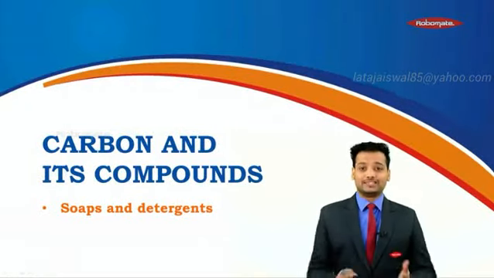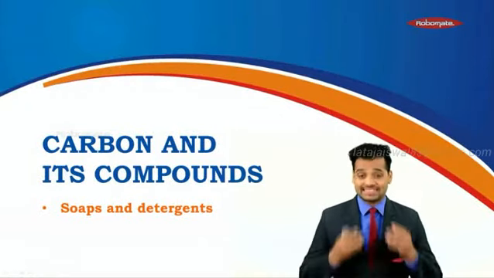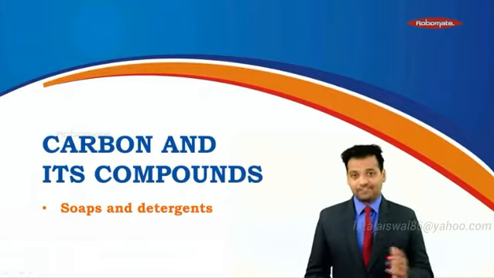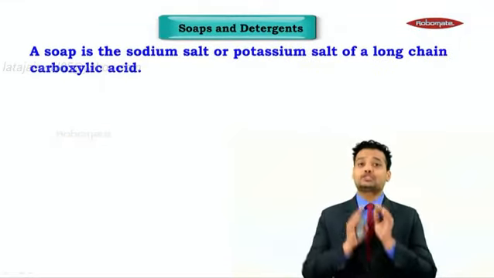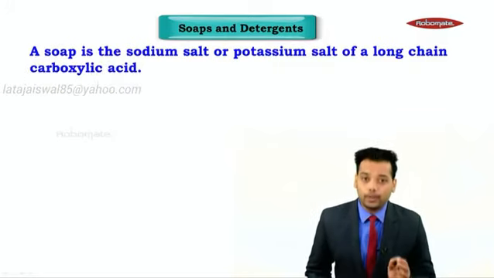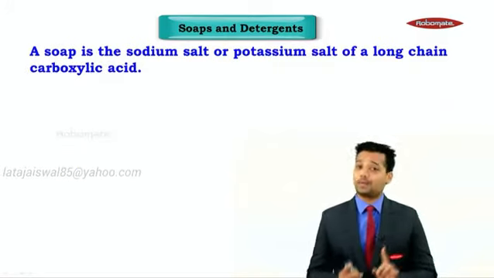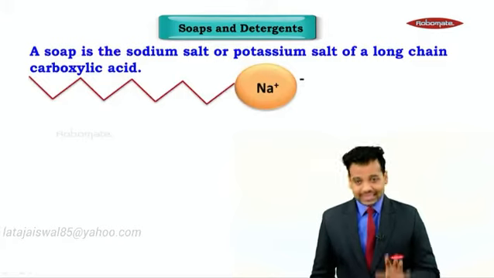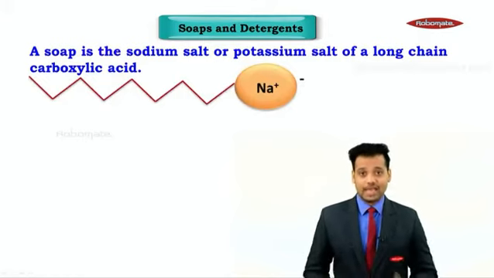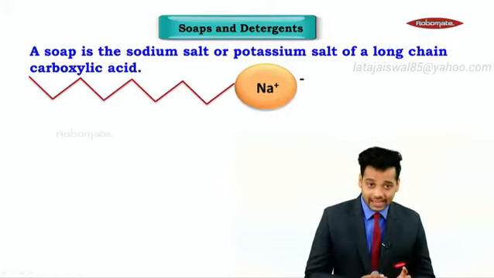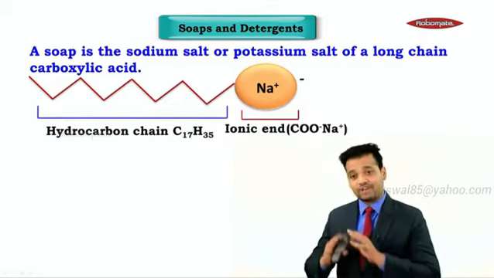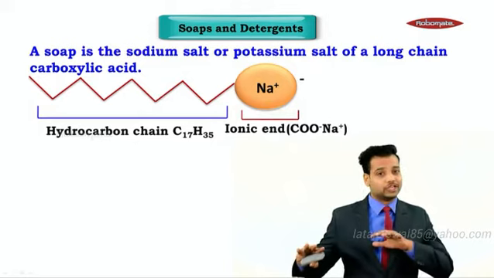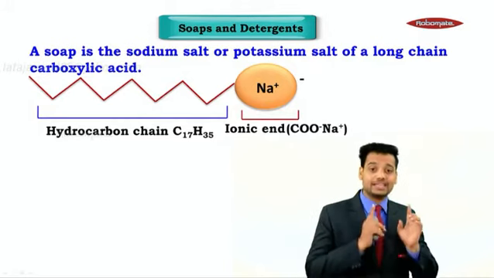Between soaps and detergents, although they do the same thing, that is cleaning, they are mighty different from each other. Let's see, soaps and detergents. The soap is a sodium salt or a potassium salt of a long chain carboxylic acid. So basically it is something like this, where the COONa is the end point. So C17H35 is the long hydrocarbon chain and the COONa is the ionic end.